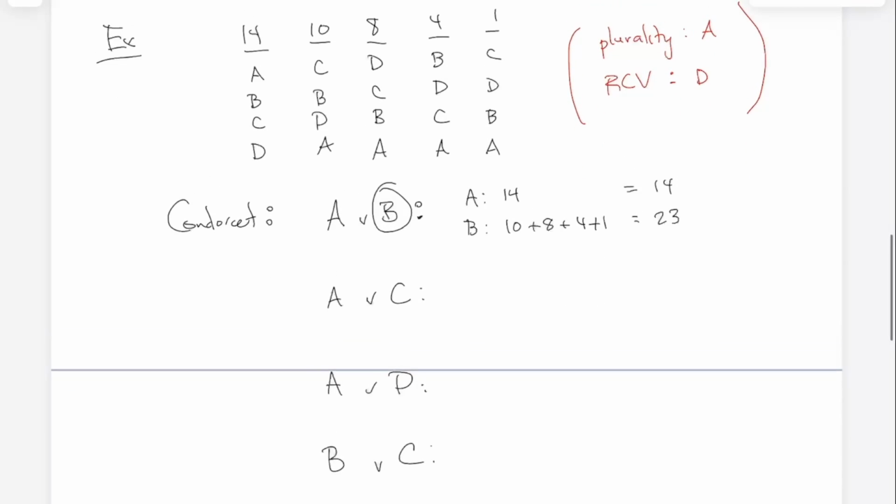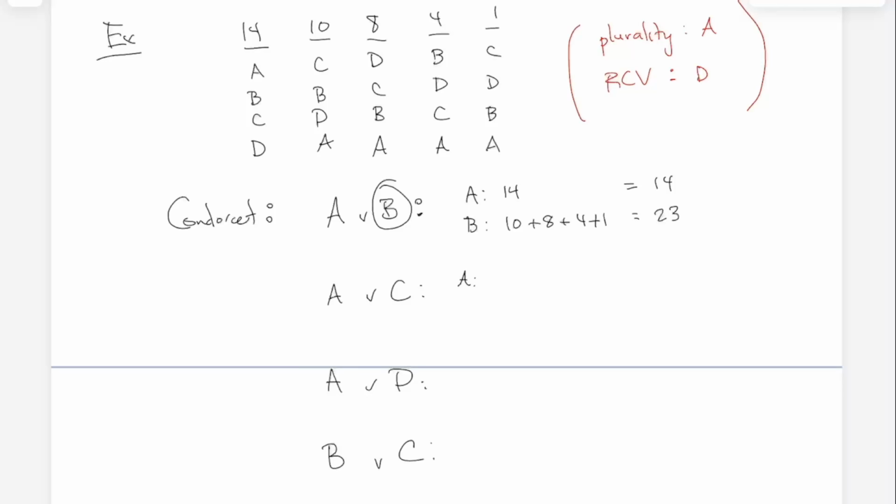All right, so A versus C. Again, we look down each column and count them up for either A or C, ignoring B and D in this case. So the first column is 14. I see A on top, so A gets the 14. The next column, C versus A. C is above A, so C gets those 10. The next column with 8, again, I see C is above A. The next column with 4, again, C is above. And the next column with 1, C is above. So that's a 1. So this also adds up to 14 and 23, and C is the winner here.